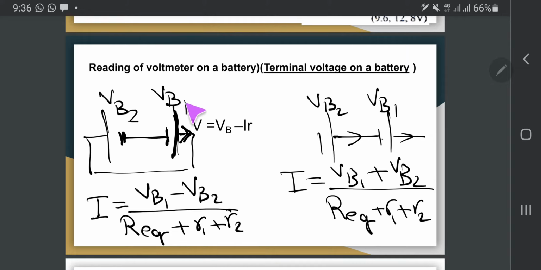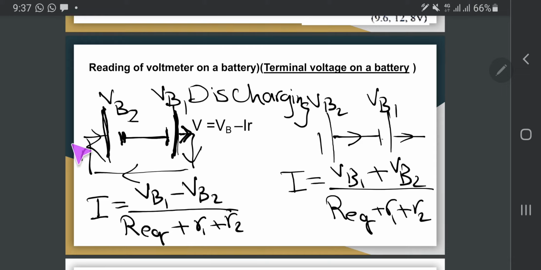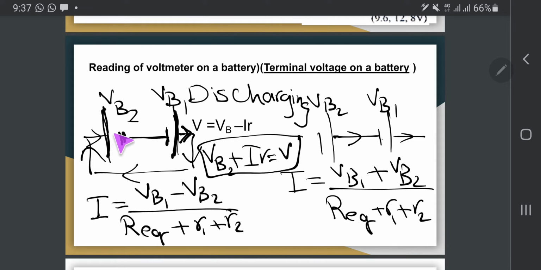So current equals VB1 minus VB2 over R equivalent plus R1 plus R2, if each battery has internal resistance. For the discharging battery, I mean the current comes from it, V equals VB minus IR. But the other battery is charging, current comes from the first battery and enters this battery to charge it. So for VB2, which we said is charging, it is plus IR, so V equals VB plus IR, not VB minus IR. This is the case for a charging battery.